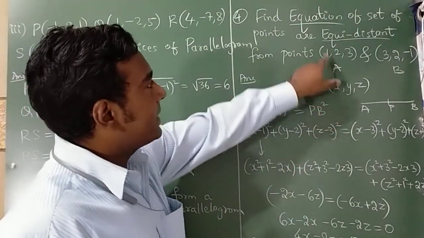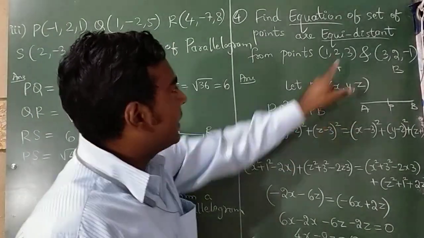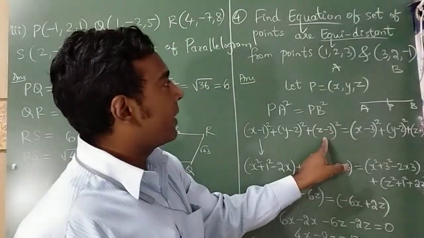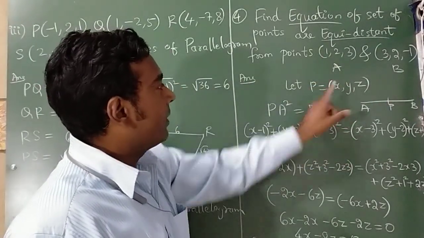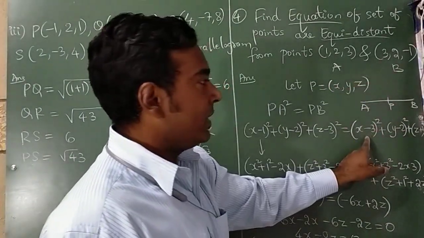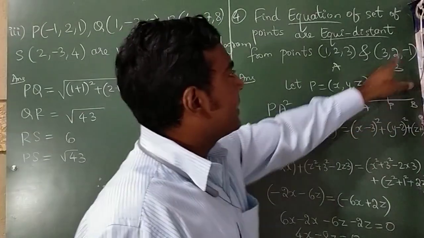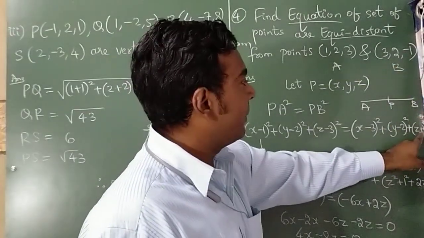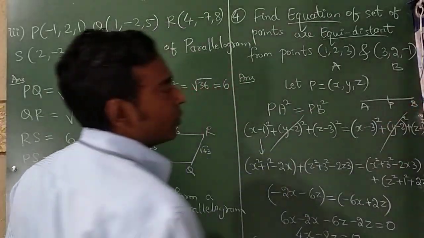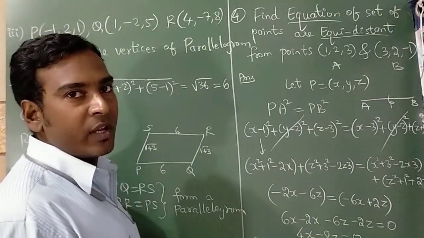Now here, (x minus 1) square plus (y minus 2) square plus (z minus 3) square. Fine. PA over, now PB: (x minus 3) square, (y minus 2) square, and z, since there is a minus, the minus will become plus, square. You can see here (y minus 2), both will get cancelled. Now here I have to apply the (a minus b) whole square formula.